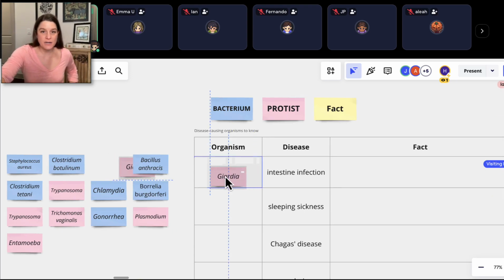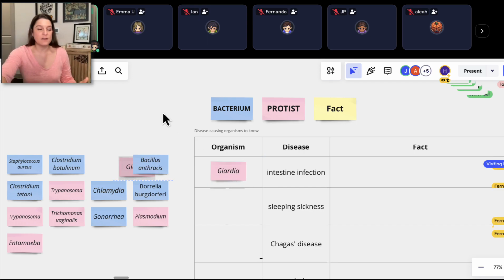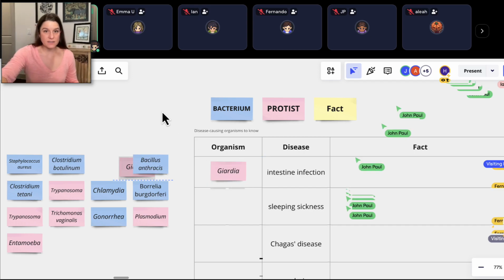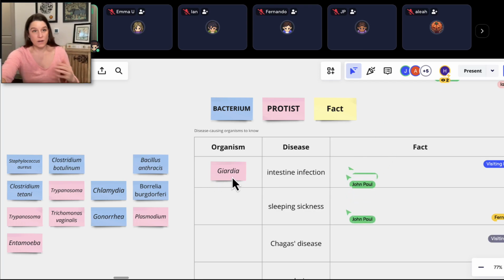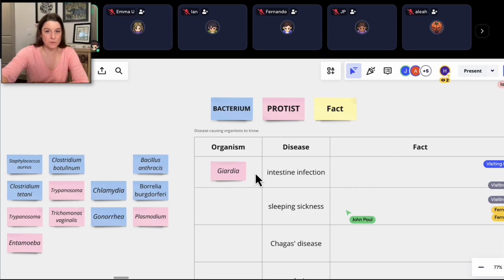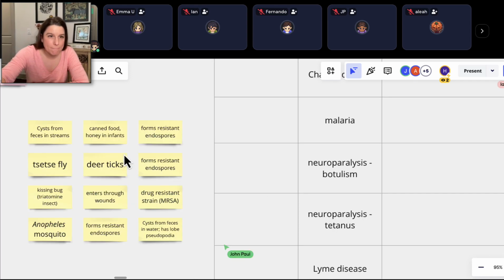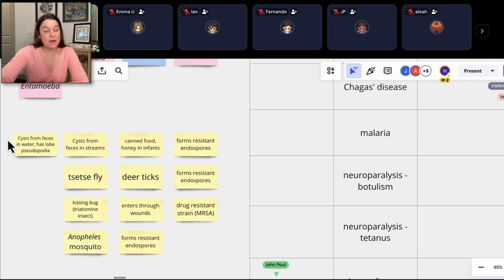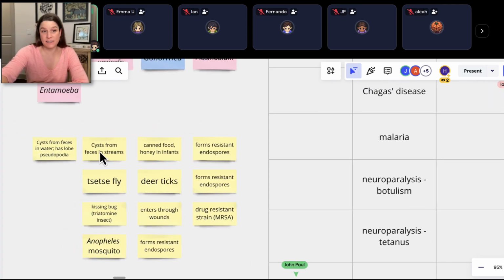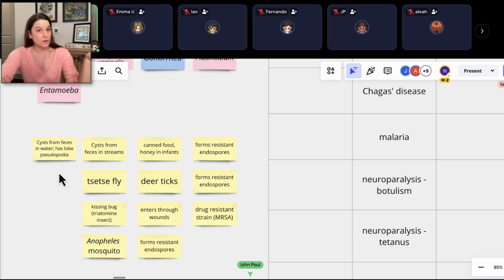So Giardia is a protist, in other words, a eukaryotic single-celled organism that causes an intestine infection called giardiasis. And there's 2 of them, interestingly, that have cysts in water. Cysts from feces in streams, cysts from feces in water. Those seem pretty similar. So how are you going to know the difference here? Well, one has information that it has lobe pseudopodia.